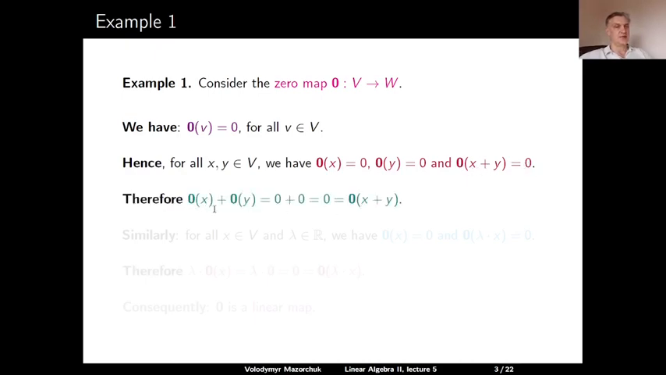Therefore, 0 of x plus 0 of y is equal to 0 plus 0, which is 0. And this is equal to 0 of x plus y. So this shows that the first condition is satisfied.